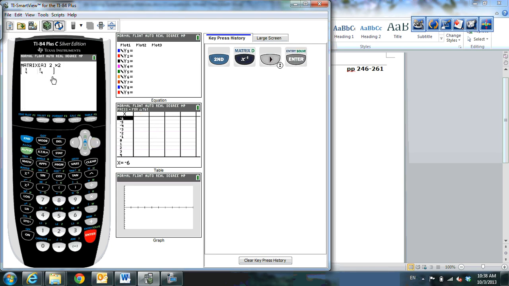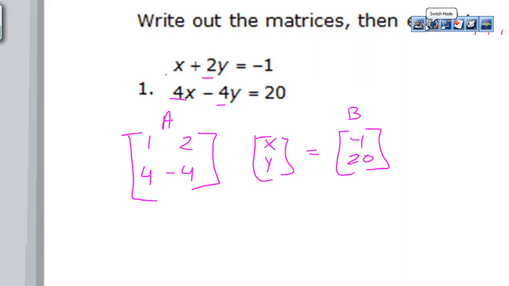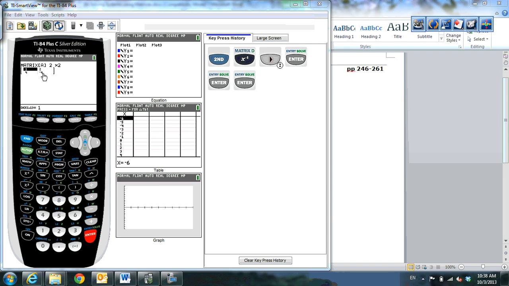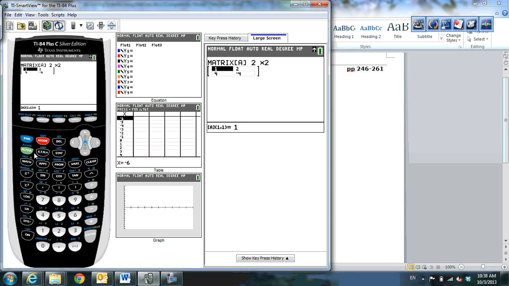Mine says already 2 by 2 because I already put this in. Yours probably says 1 by 1 or 0 by 0 or something like that. So go ahead and change these two. You press 2, enter, 2, enter, and then we're here. And you probably have 0, 0, 0, 0. Then go ahead and just put the four numbers of our coefficient matrix. So 1, 2, 4, -4. So 1, enter, 2, enter, 4, enter, -4, enter. Once you do that, go ahead and press second, quit.